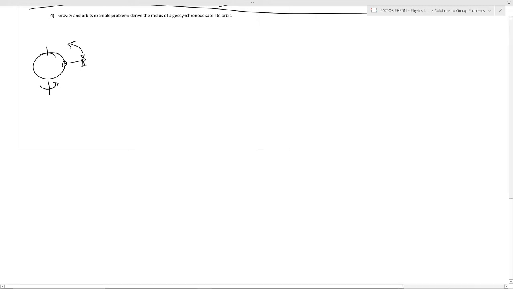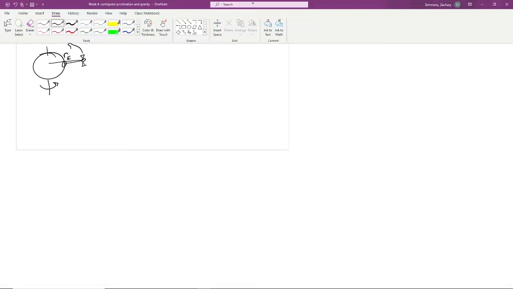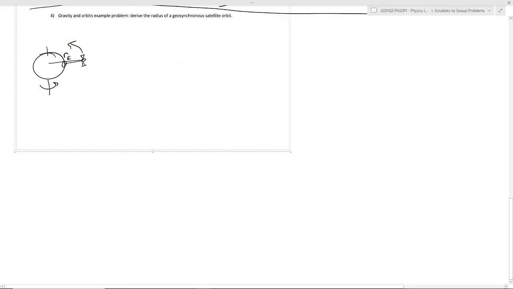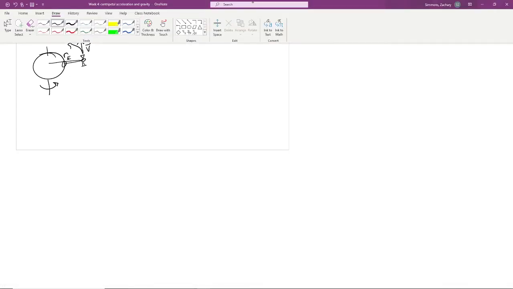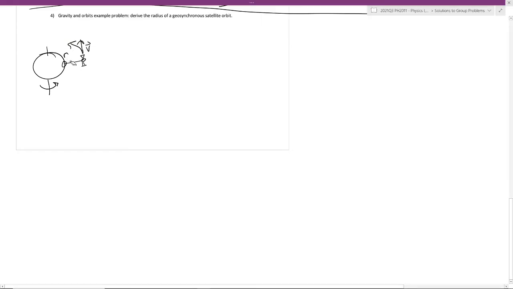So we need to find the radius for this orbit, given that period, that it orbits the Earth once a day. So instead of solving for the speed and the period like we did in the last question, we're going to solve for the radius in this case. So let's put in all our ingredients here. The satellite has some velocity. Oh, this is actually a little misleading here. This will be the radius of the orbit, and then the radius of the Earth would of course be the same.